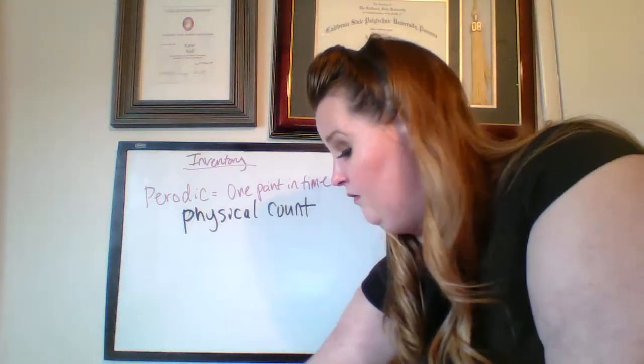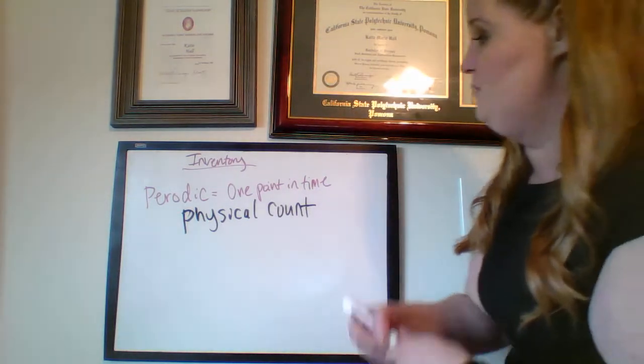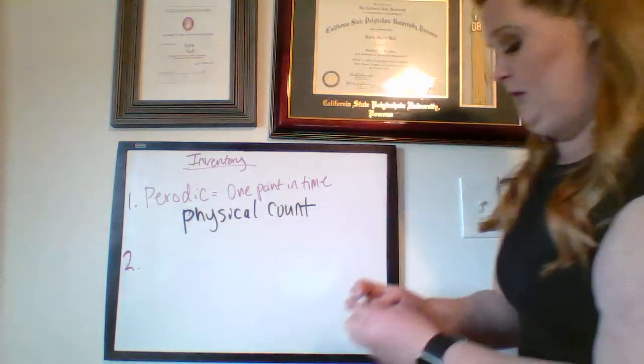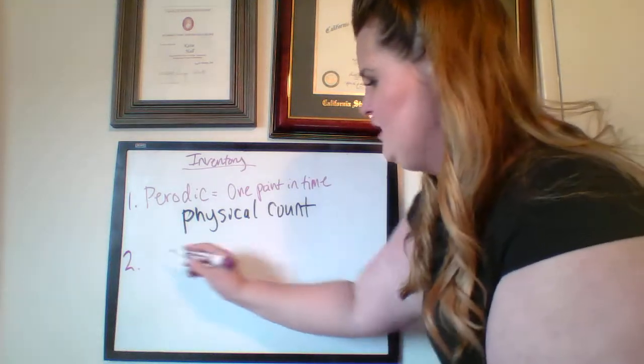The second type of inventory, so the first one is periodic, okay? The second one is perpetual. You guys know this one really well.